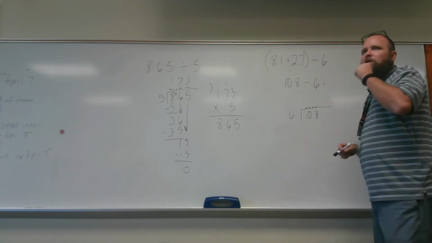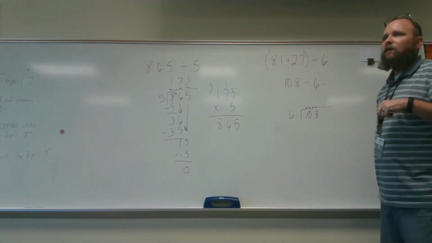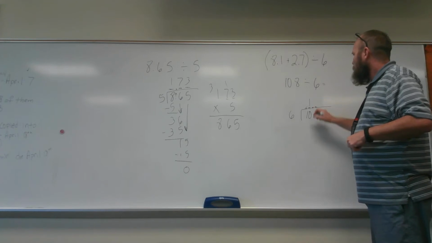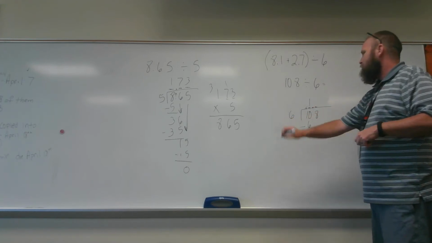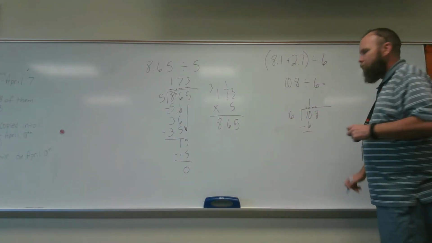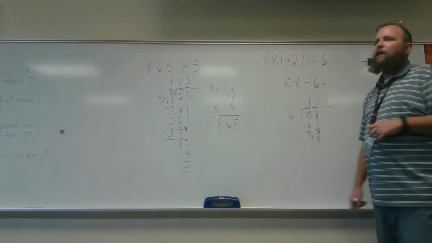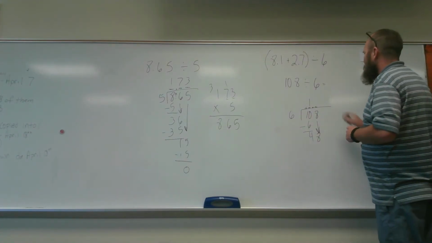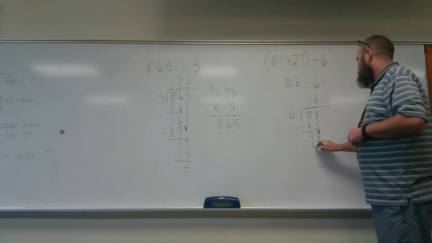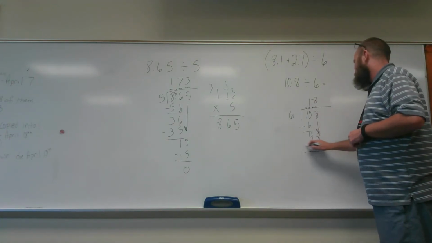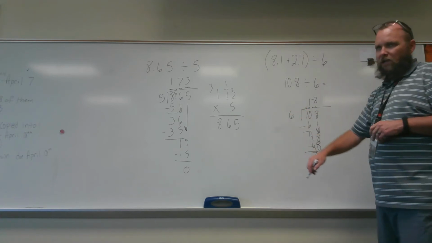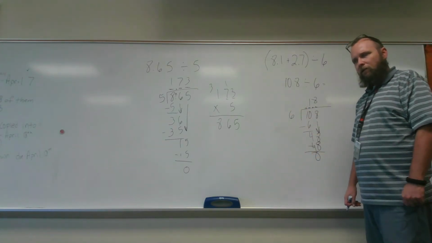All right, Miss McLean, how many times does 6 go into 10? 1. 1 times 6 is 6. 10 minus 6 is what, Miss McLean? 4. Bring down the 8. 6 goes into 48. How many times? 8. 6 times 8 is 48. Subtract, 0. Boom. Are you sure that's correct? Yes.